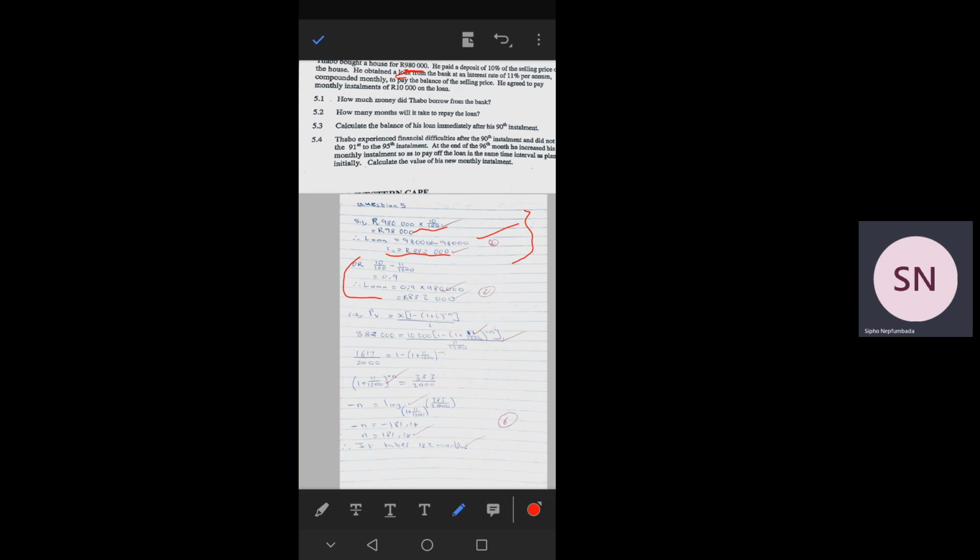So that is what they do in equation 5.2: how many months will it take to repay the loan.